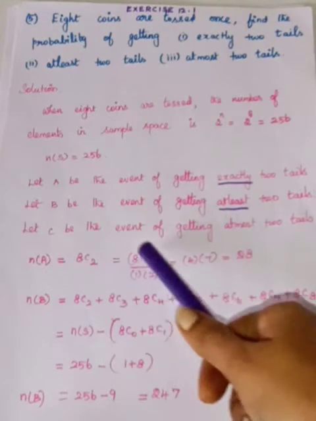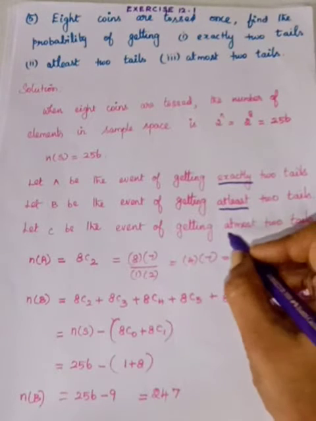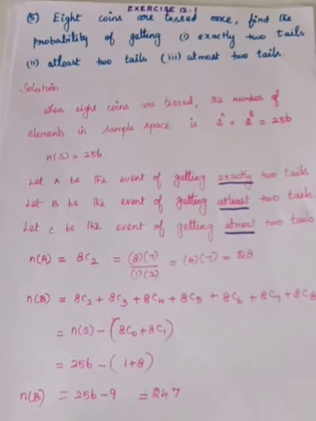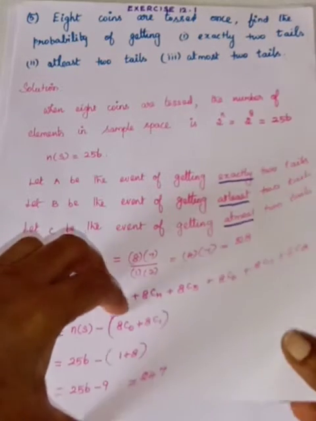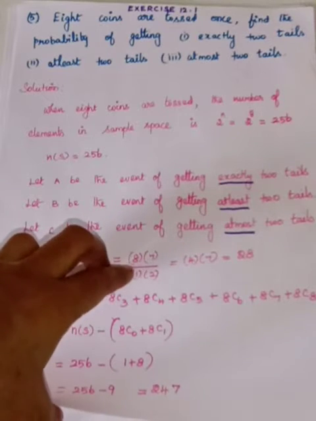And let C be the event of getting at most 2 tails. So at most means maximum 2 tails. It is less than or equal to 2. So at least means you have to use greater than or equal to. At most, for that word you have to use less than or equal to 2. So less than or equal to 2 means 2 tails.